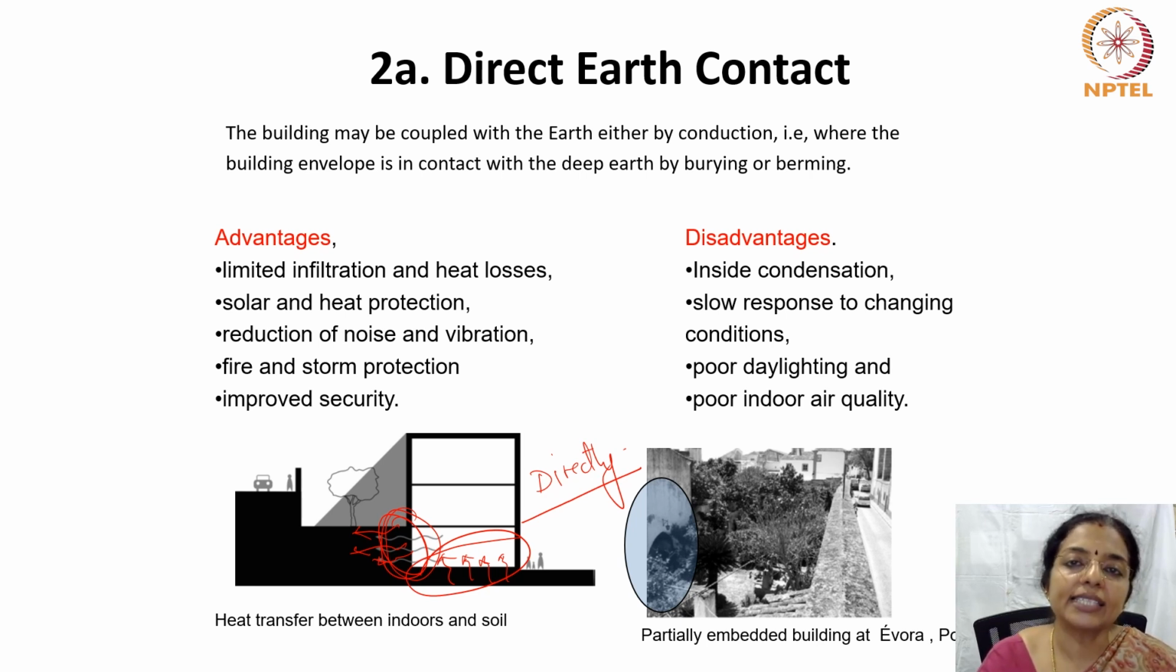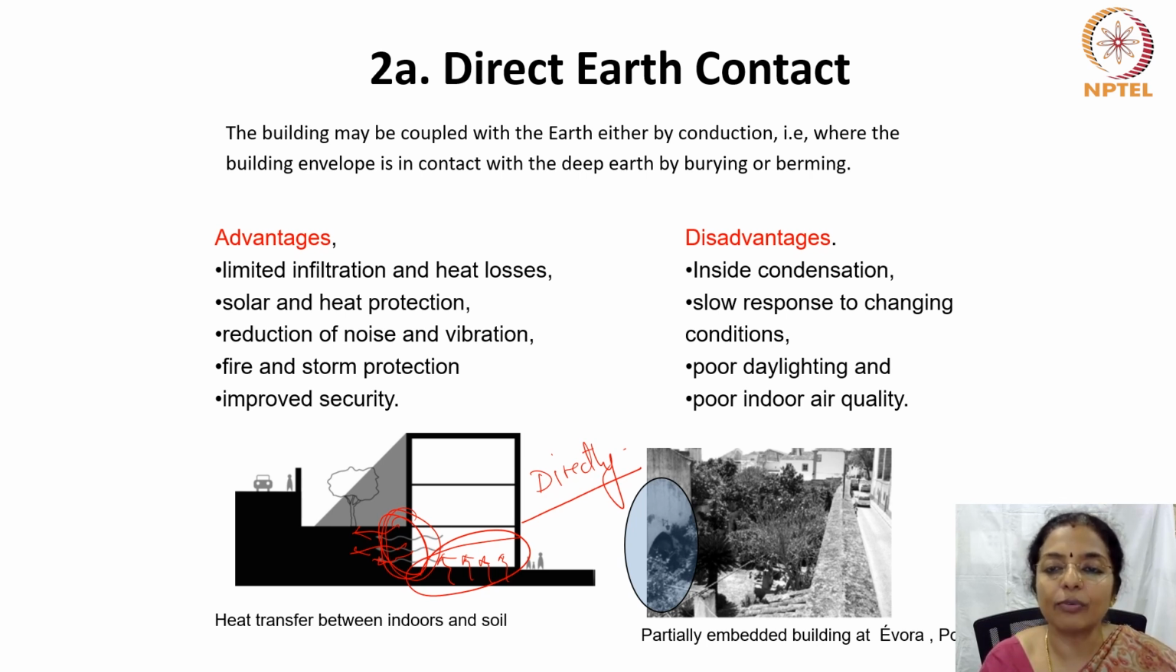It has some advantages. The advantages include limited infiltration and heat losses because it's in direct contact. There is solar protection and heat protection to the building during summer. There is reduction of noise and vibration. Fire and storm protection is there. There is improved security. It also has some disadvantages.